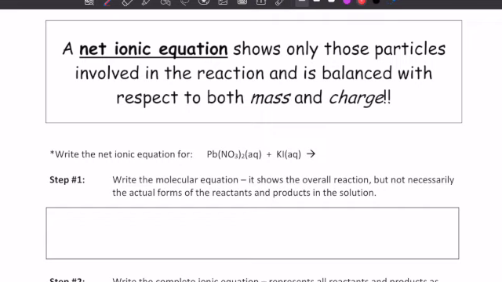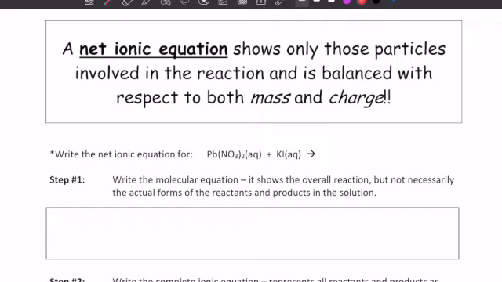So if we take a look at what we're going to do, step one: write the molecular equation. This is what you've already written before, in your lab. It shows the overall reaction, but not necessarily the actual forms of the reactants and products in the solution. So let's write this first, and then we'll talk a little bit about what this means.